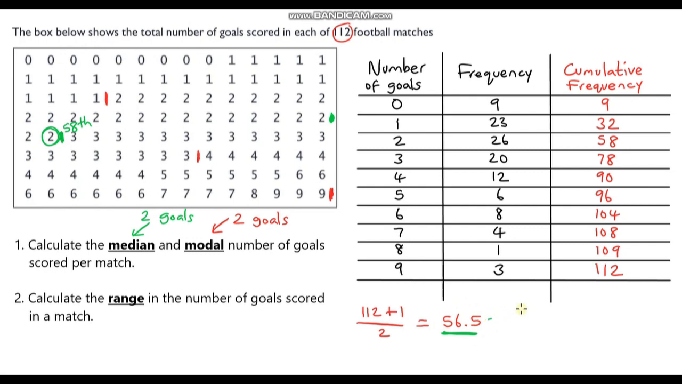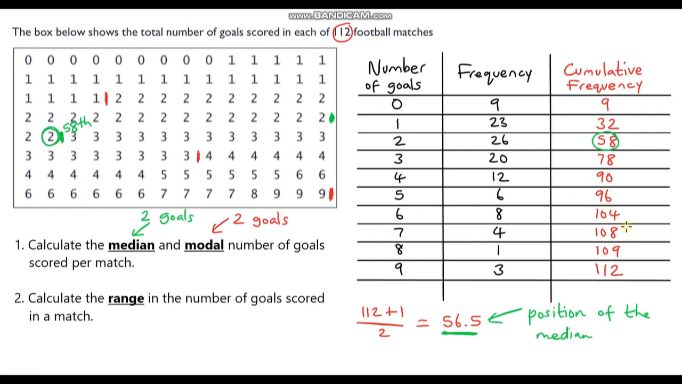So let me just make that clear. This here is the position. It's not the median, it's the position of the median. The position of the median, and then we can look at our cumulative frequency column, and we can see, well, the first 58 matches have 2 goals, so it's going to be in that category. 56.5 is in this category, so it is 2 goals.